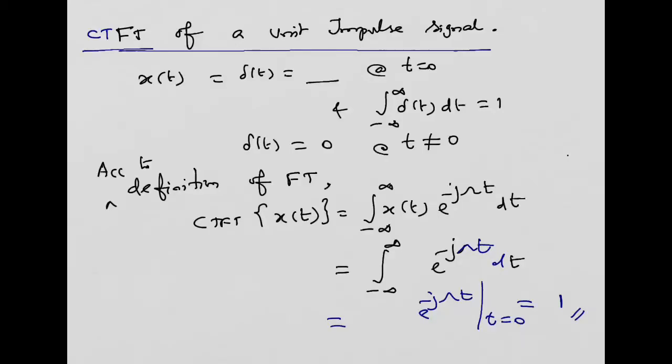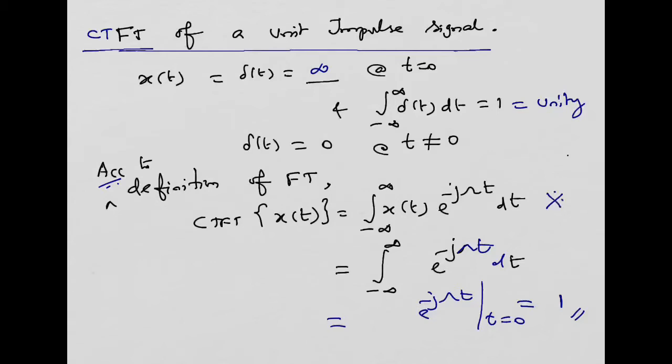Let us calculate the Fourier transform of a unit impulse pulse. The impulse pulse, as you all know, x of t is equal to del of t, and this impulse pulse will try to have a value of infinity at t is equal to 0, whose area will be equal to unity, and the pulse is said to be available only at t is equal to 0, not at all other places.